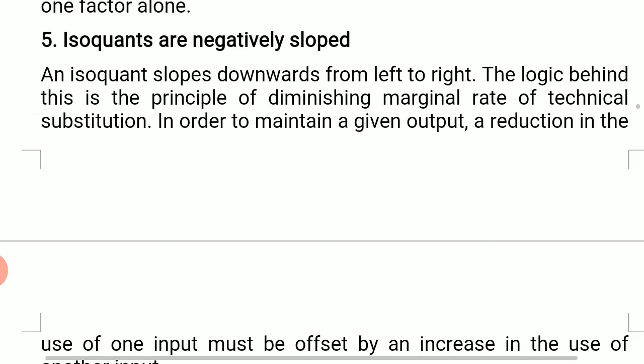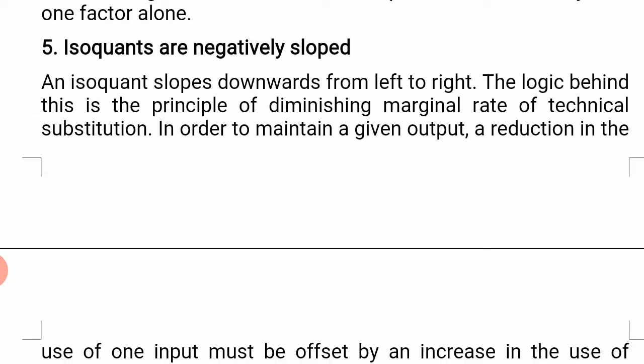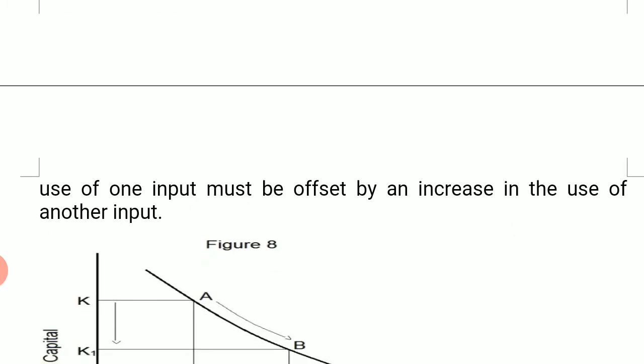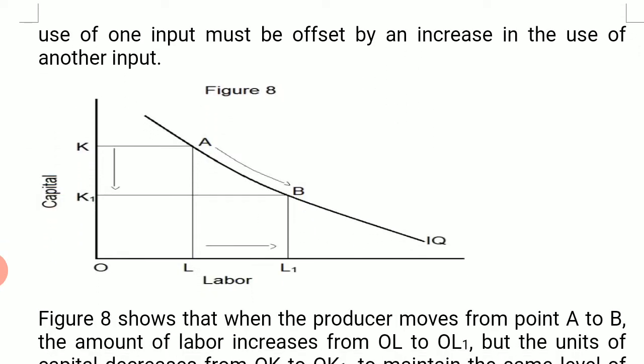Now the next property of isoquant is that an isoquant slopes downward from left to right. The logic behind this is the principle of diminishing marginal rate of technical substitution. In order to maintain a given output, a reduction in the use of one input must be offset by an increase in the use of another input, as shown in the diagram.